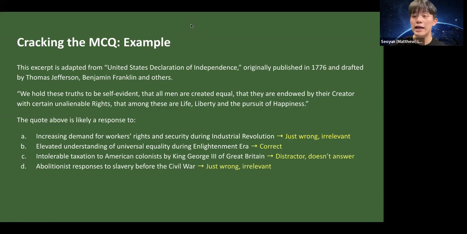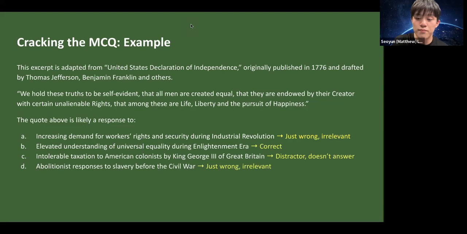Okay. B, elevated understanding of universal equality during the Enlightenment era. Okay, this is the correct answer, because I was talking about a fundamental shift, right? This statement in particular talks about a fundamental shift in understanding of the relationship between humans, of how they no longer want a king ruling subjects, and they think that such a system is unjustified, so they're seeking change.